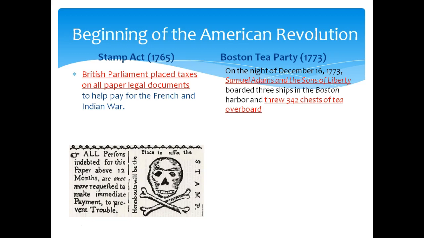One, it was very symbolic of how they felt about Great Britain, but also it was expensive. Tea was not cheap, and to throw that much tea overboard and ruin that much tea was a very costly endeavor.